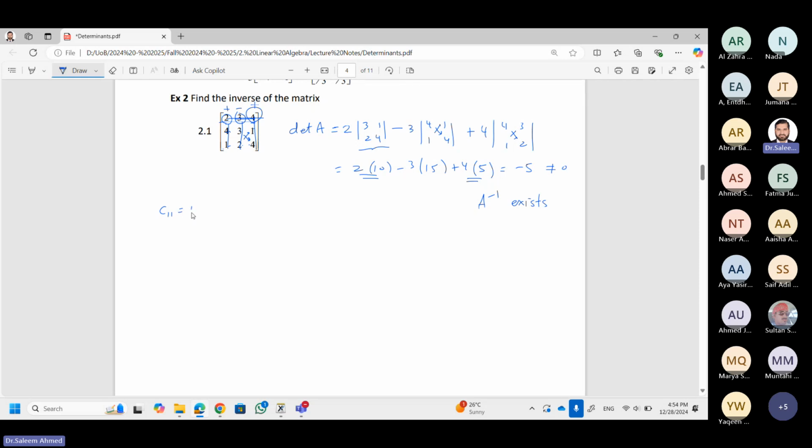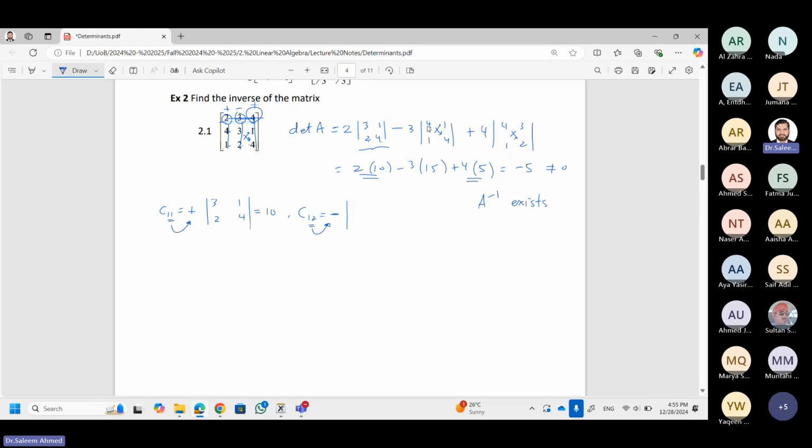Now we will write C11, C12, and so on. C11 is plus, the first one. So C11 is exactly this one, 3, 1, 2, 4. First row, first column is gone. The remaining one is this, so that is 10. Then C12. C12 means negative. Why? Because 2 plus 1 is 3, negative, so it will give you a negative number here. 1 plus 1 is 2, which gives you positive.